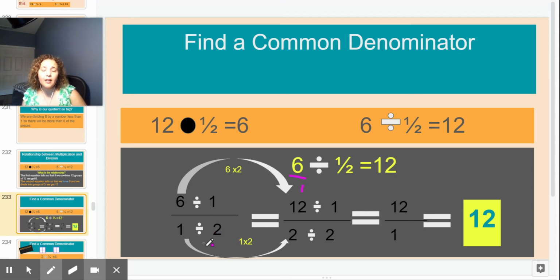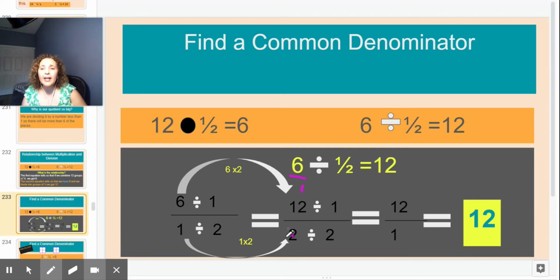Now to find a common denominator, I'm getting my 2. So I know this has to turn to a 2. How do I turn that into a 2? Well, I multiply it by 2. So 1 times 2 is 2. If I multiply the bottom by 2, what do I got to do to the top? Multiply it by 2. 6 times 2 is 12. That gives me 12 over 2. 12 divided by 2, is that still 6? Yeah, still the same thing, right?